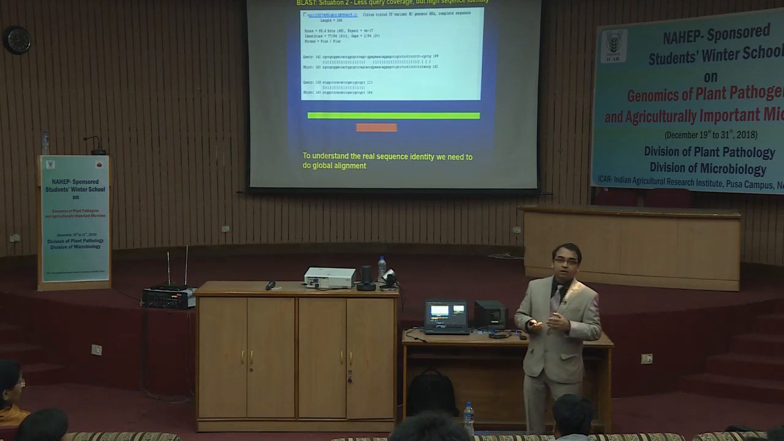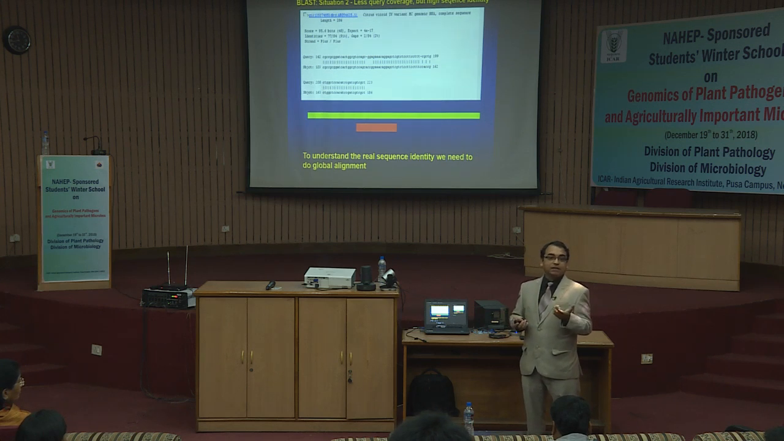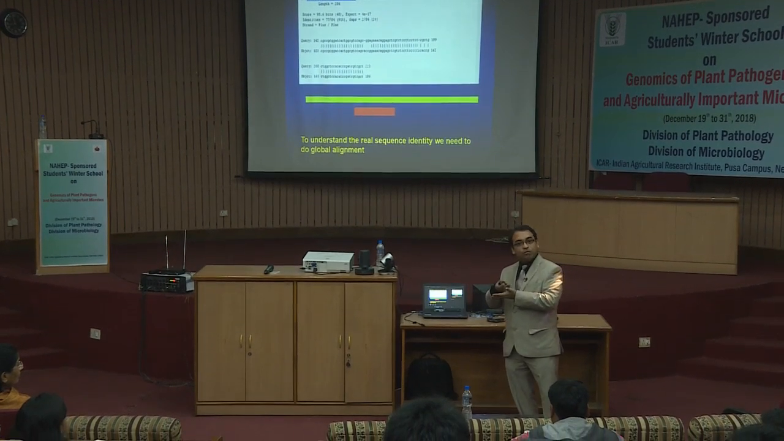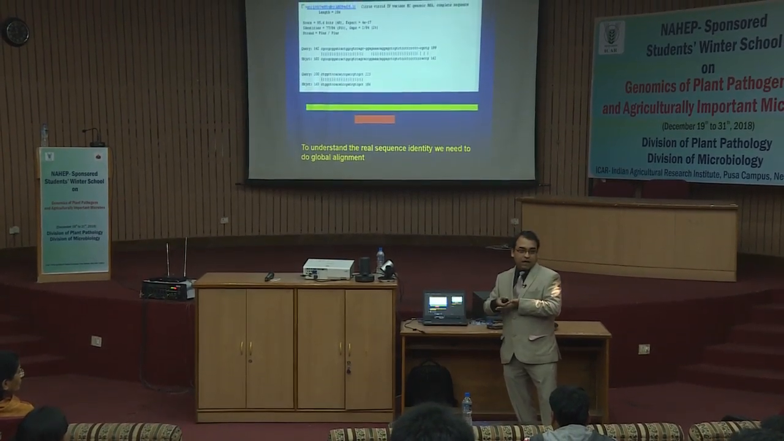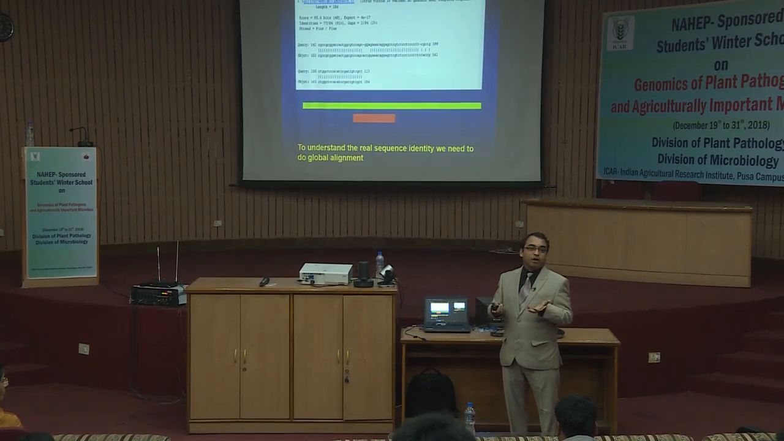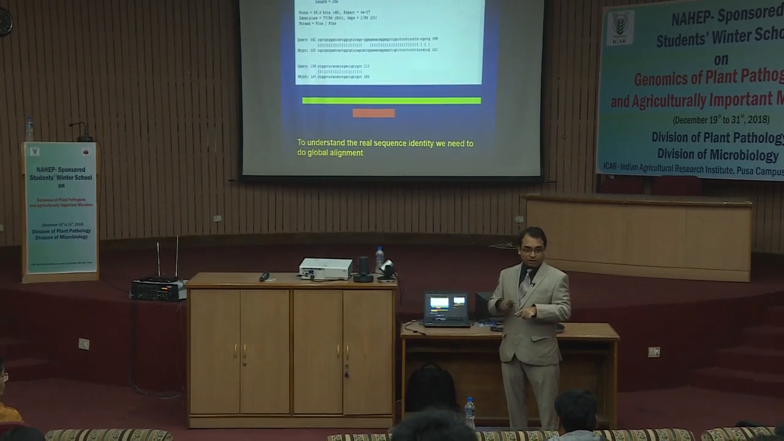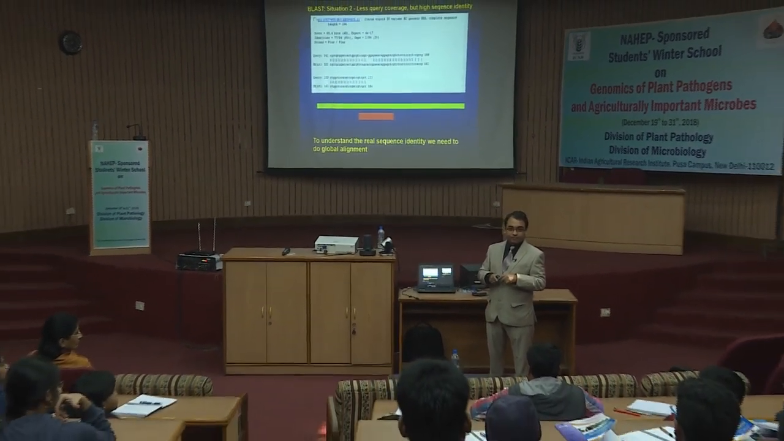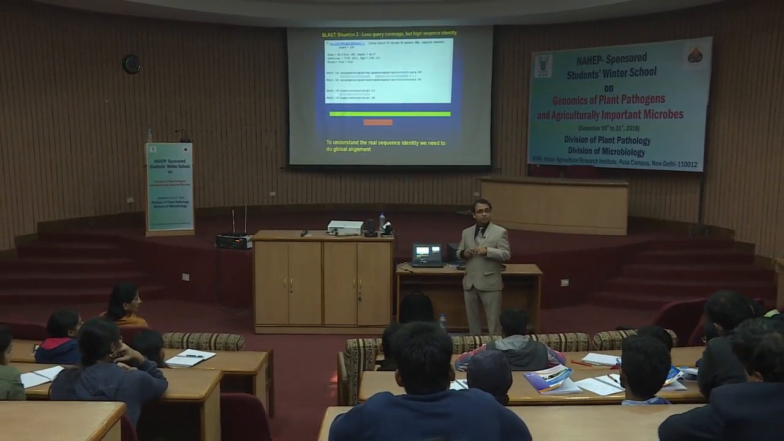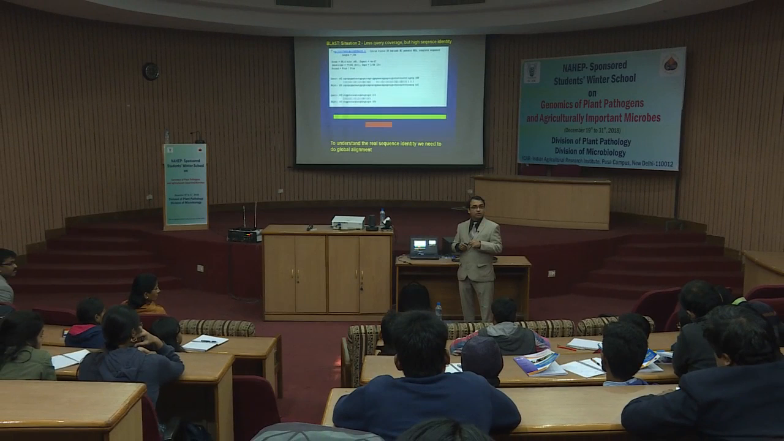E value means the probability of not matching. So, if the E value is less, the probability of matching is more. Probability of matching is more means they are more likely to be homologous sequences, and if the E value is high, that means the probability of matching is less. It is inversely proportional.